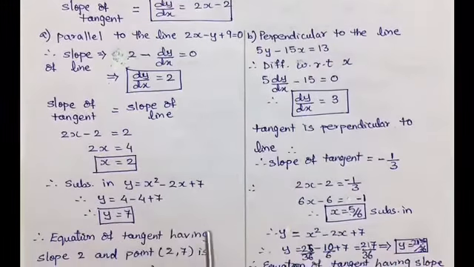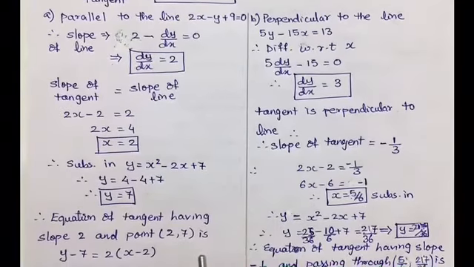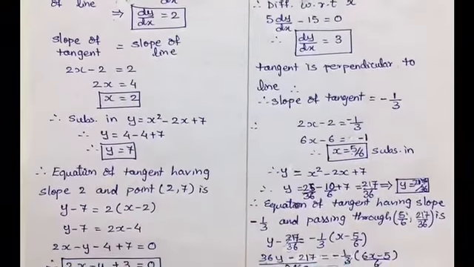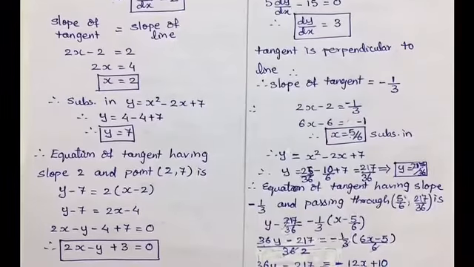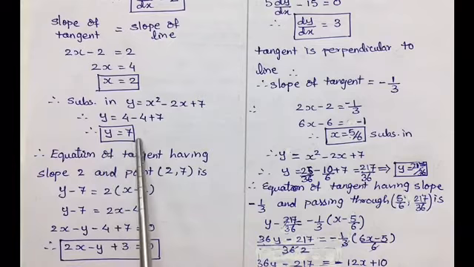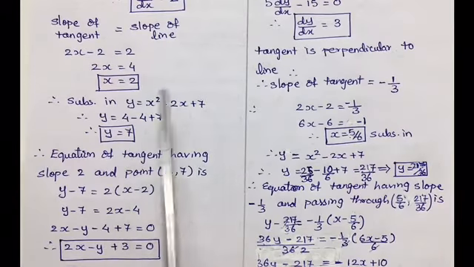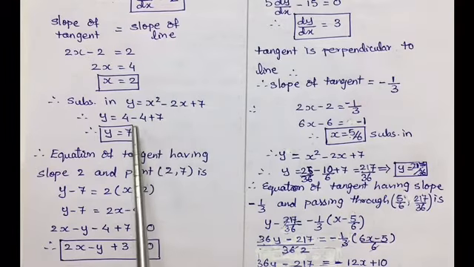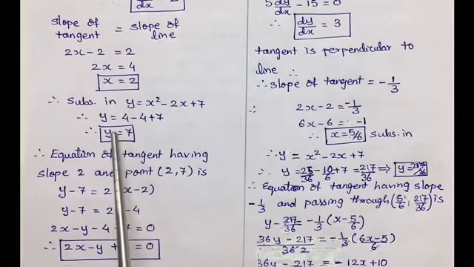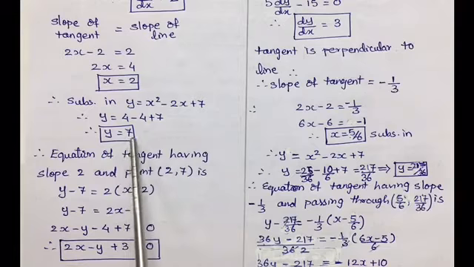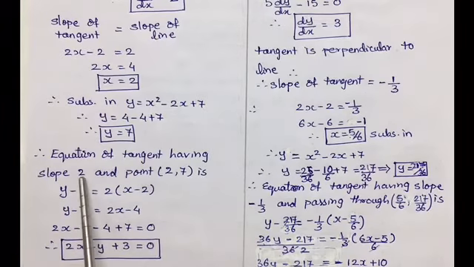Now to get the value of y, we will be putting the value of x in the equation of curve, not in the equation of line. It is to be kept in the equation of curve. So putting the value of x equal to 2 in the curve, we get y equal to 7. Now the slope is 2, or we can calculate it by putting the value of x in the slope of tangent, that is 2x minus 2. We get the tangent slope as 2 only.